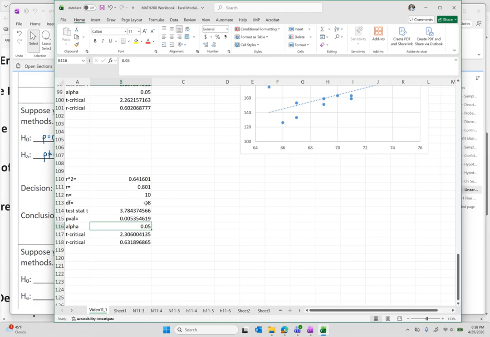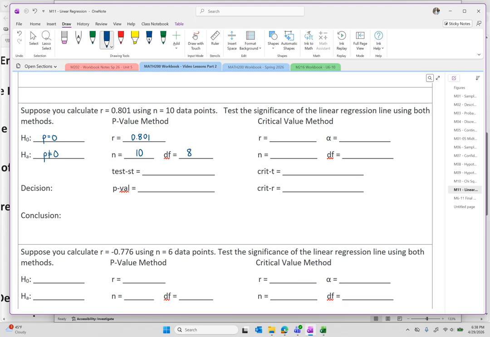So the test statistic is 3.7844. The p-value is approximately 0.005355. This is less than alpha, assuming that alpha is, let's say, 0.05. Therefore, my decision is to reject the null hypothesis.